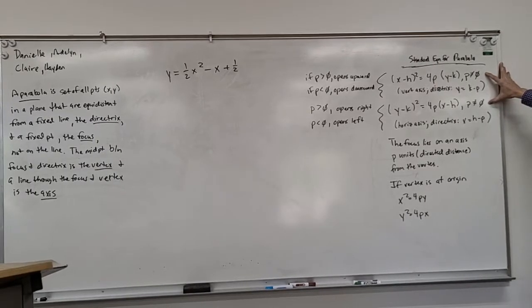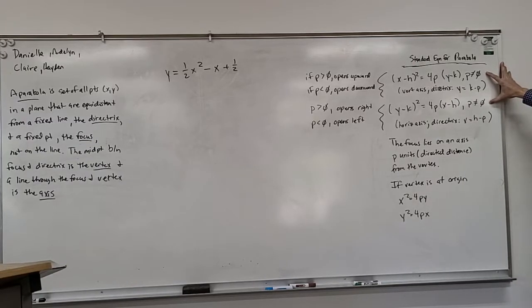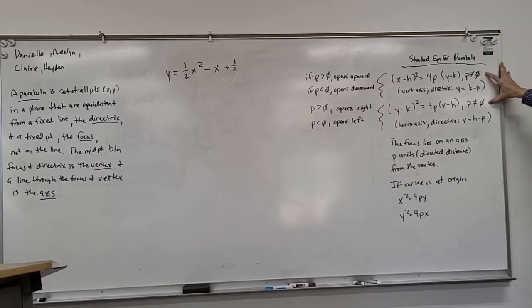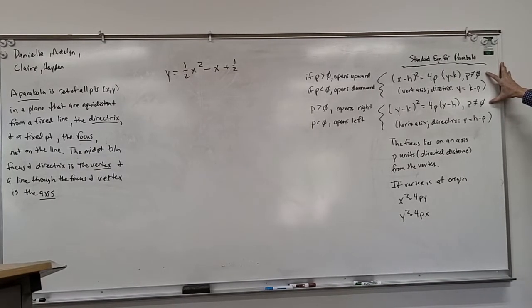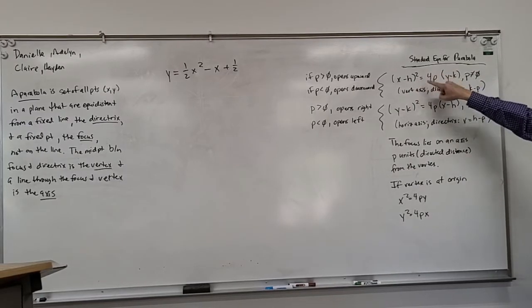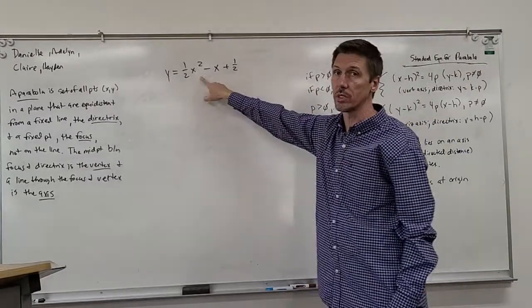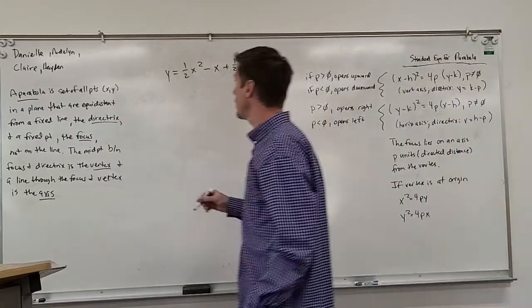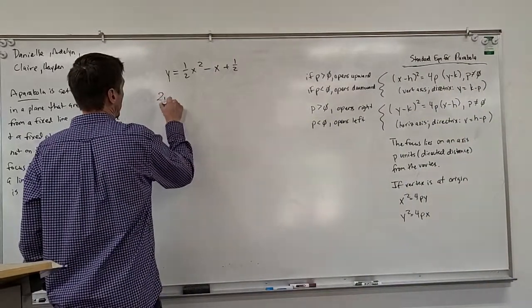How do I know that? Based on that equation, because we're doing y equals. Not necessarily. I could have written this as x equals, and it still would have opened downward if I'd rearranged the formula. Here's the key. Notice in this formula, x is a squared term. In this formula, y is not. So because we've got a square on our x, we know we're dealing with the first formula.